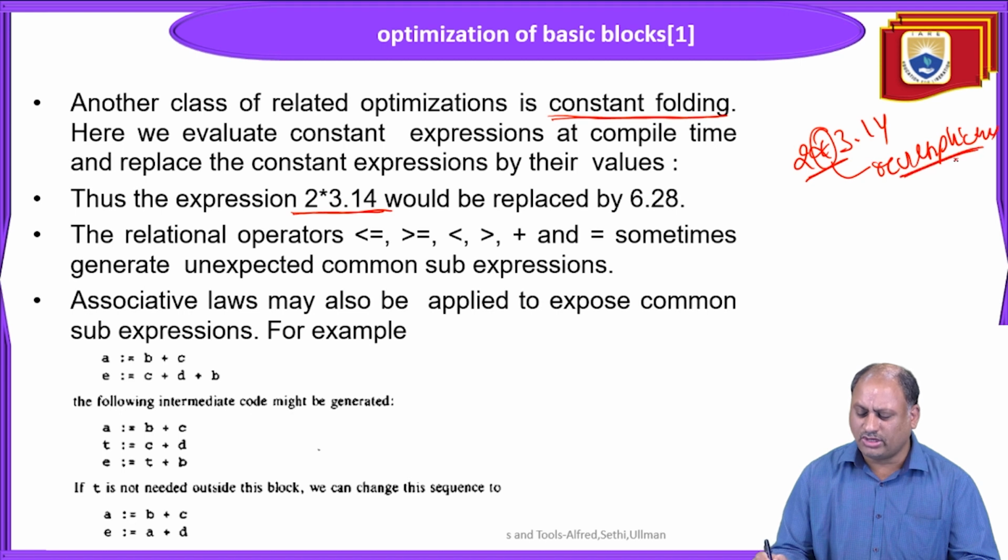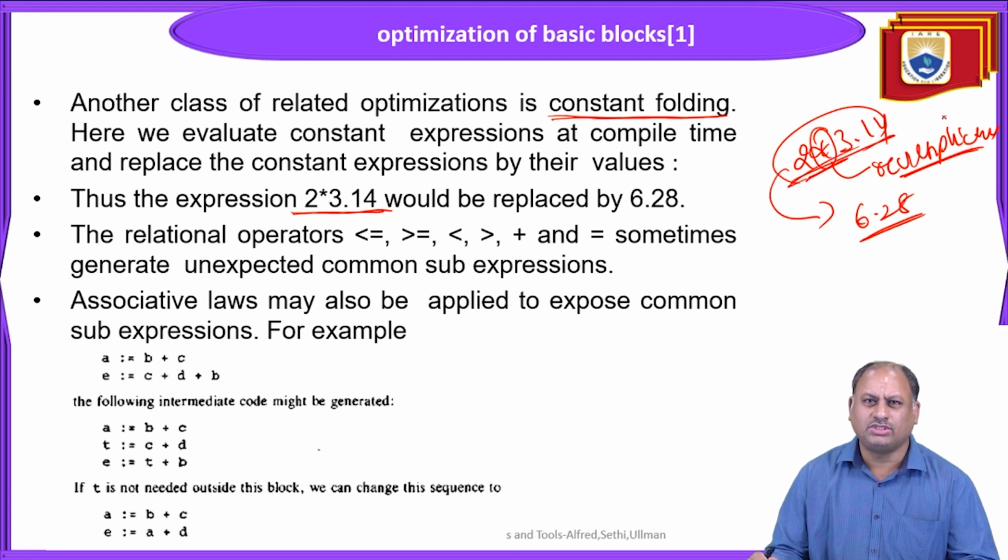This constant expression evaluation can be done at the instruction level, and it is replaced by a constant once again, that is 6.28. The expression is the constant value 2 star 3.14, and in this there is a multiplication operation. We eliminate it and simplify by writing another constant. So evaluating the constant expression at compile time and replacing it with another suitable one is called constant folding.